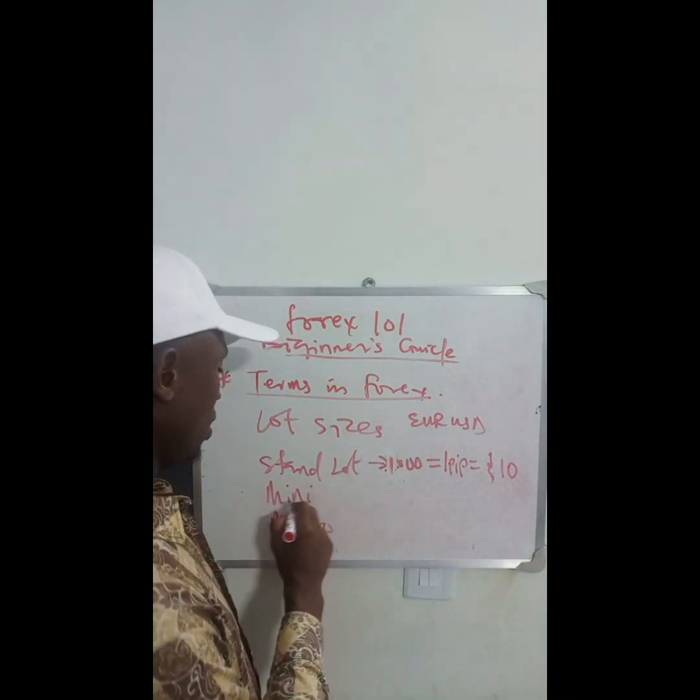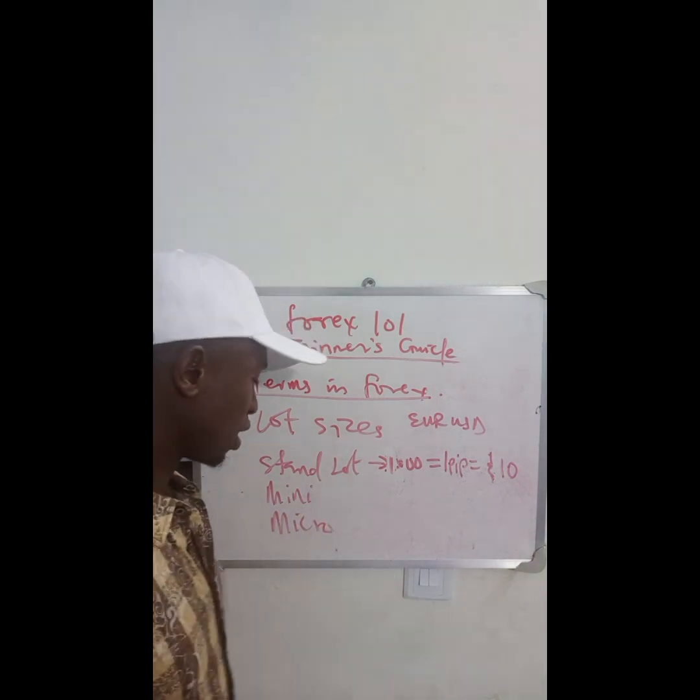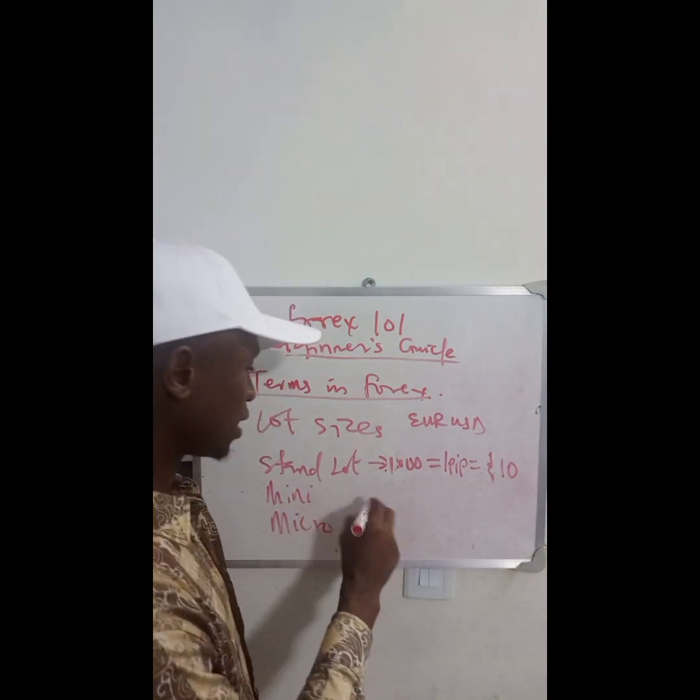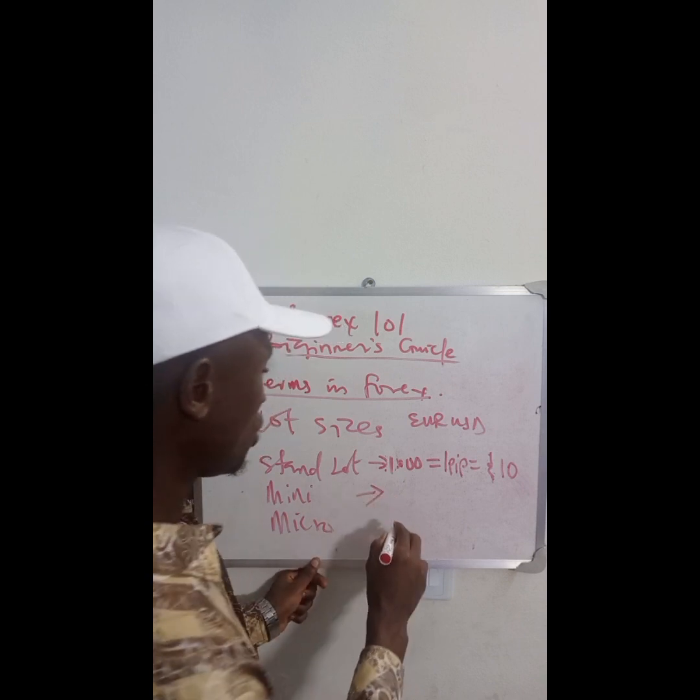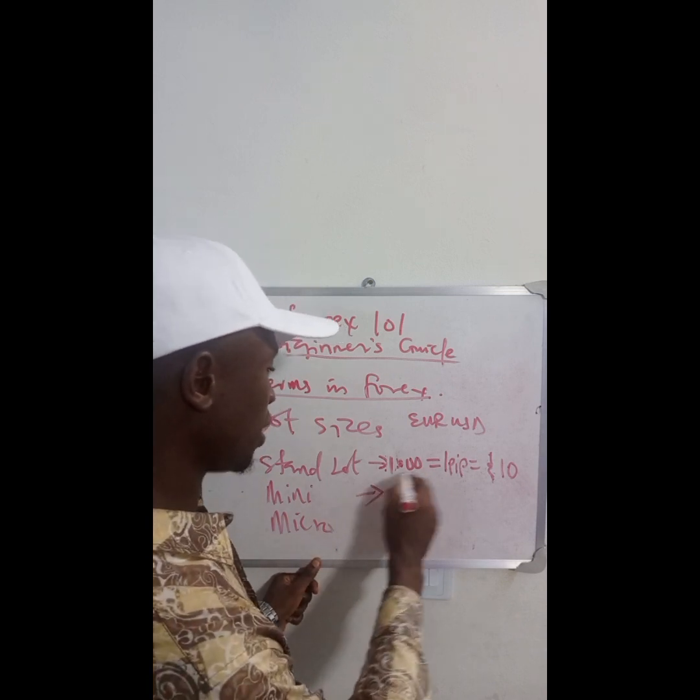Now the mini lot size here simply means you are controlling 10,000 units of that currency, which means that you will see the space of lot size.